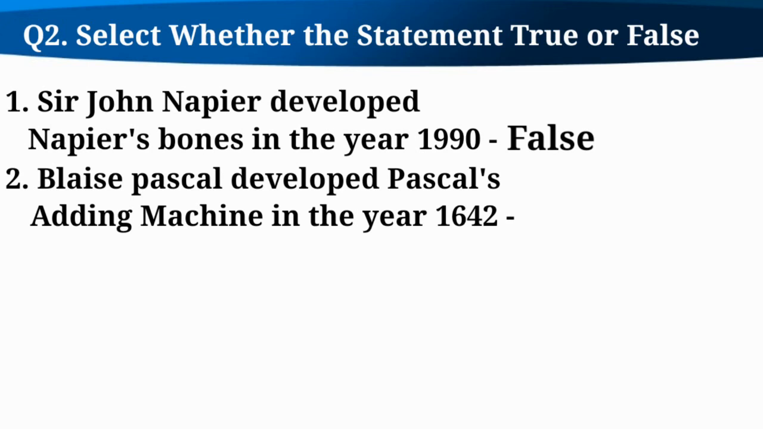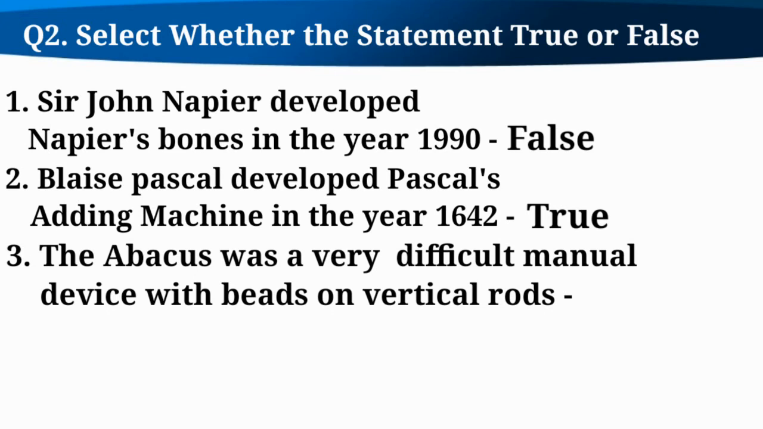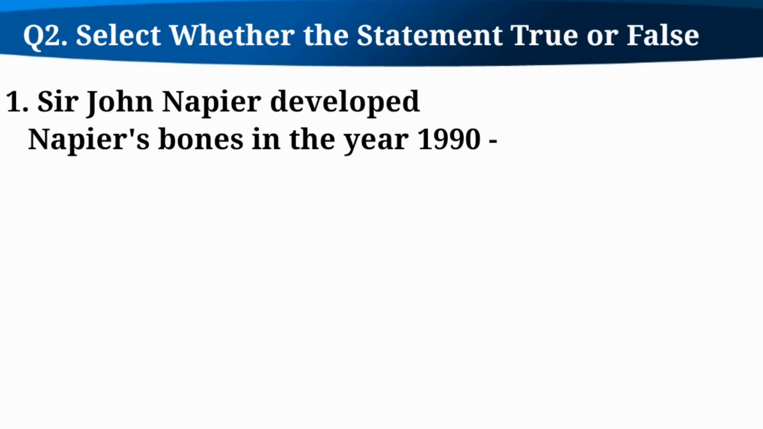Now, second question. Blaise Pascal developed Pascal's adding machine in the year 1642. So students, what answer will come? Yes, very good students. True will come. Now, third question. The abacus was a very difficult manual device with beads on vertical rods. So students, what answer will come? Yes, correct students. False will come because the abacus was a very simple manual device.